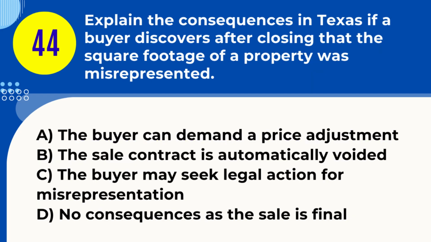Question 44. Explain the consequences in Texas if a buyer discovers after closing that the square footage of a property was misrepresented. A. The buyer can demand a price adjustment. B. The sale contract is automatically voided. C. The buyer may seek legal action for misrepresentation. D. No consequences as the sale is final.